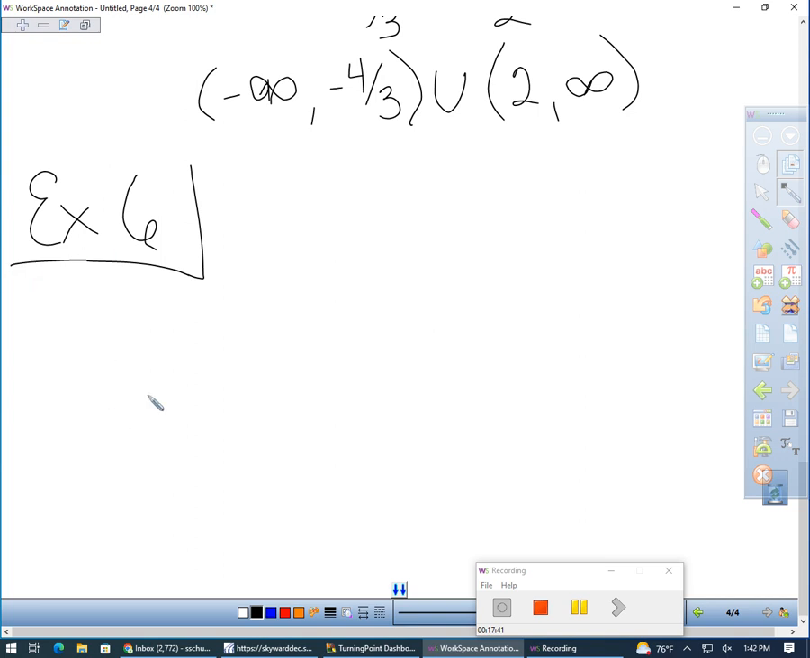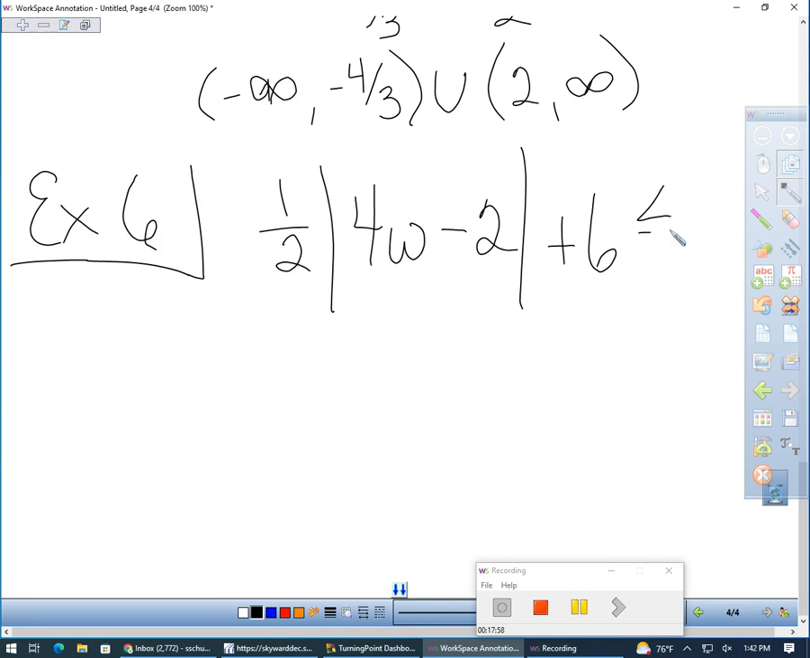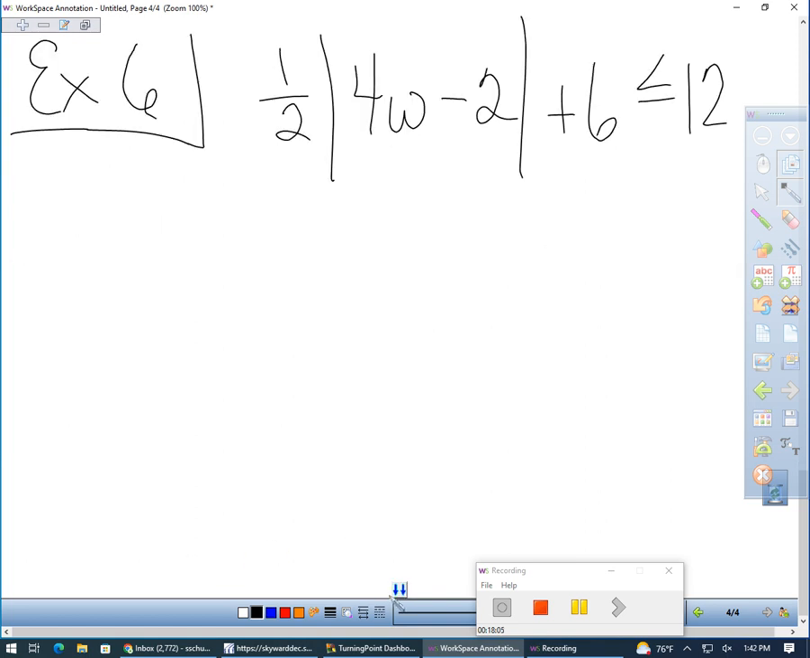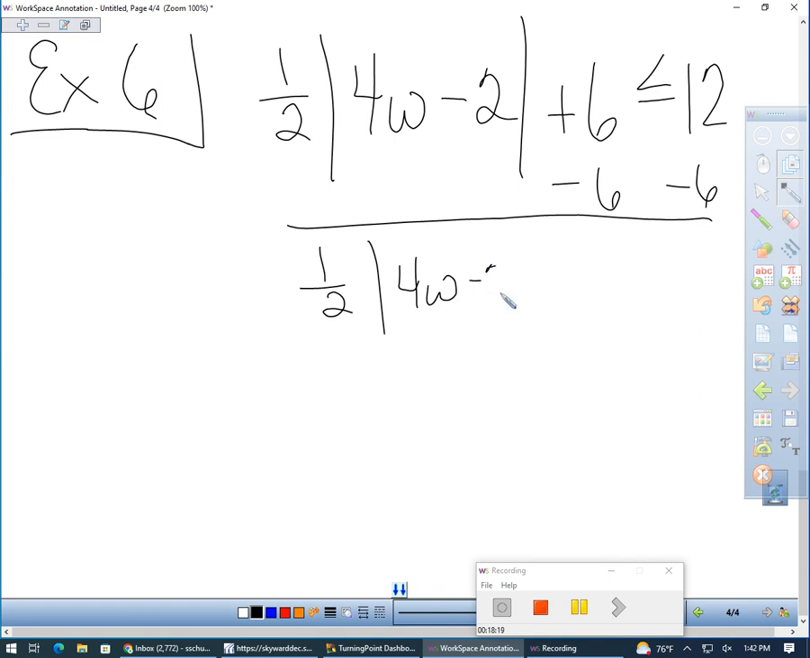So what if you ended up with something like this? Let's say I have 1/2 the absolute value of 4w minus 2 plus 6 is less than or equal to 12. All right. So we have to get that absolute value by itself. What do we get rid of first? 6. Okay, so we're going to subtract 6 to the other side. So I still have 1/2 the absolute value of 4w minus 2 is less than or equal to 6.